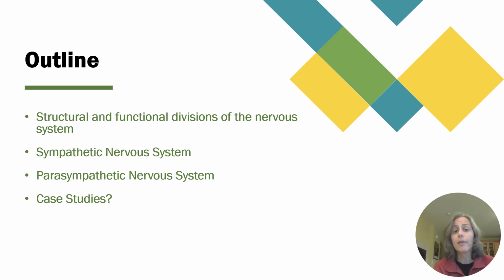And then we're going to talk about the two divisions of the autonomic nervous system, which are the sympathetic and the parasympathetic nervous systems. And then if we have time, I'm going to see how long these lectures end up being, we're going to do some case studies, which are really fun. If we don't have time to do it in the lecture, we'll do it in lab.